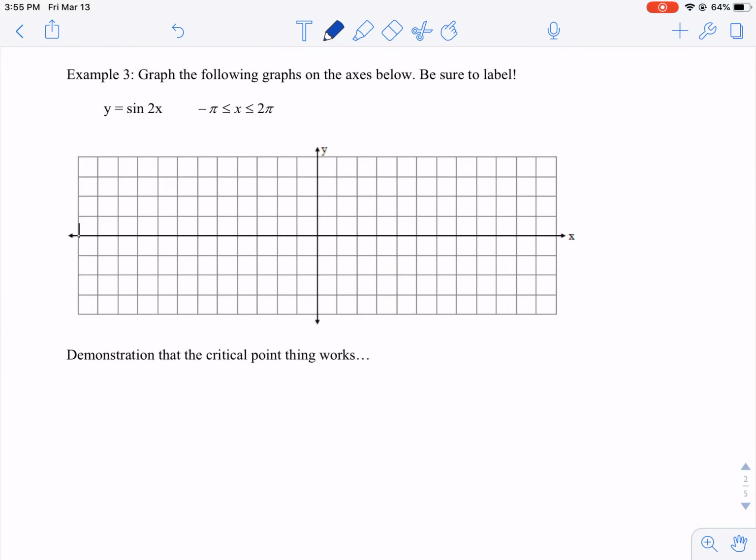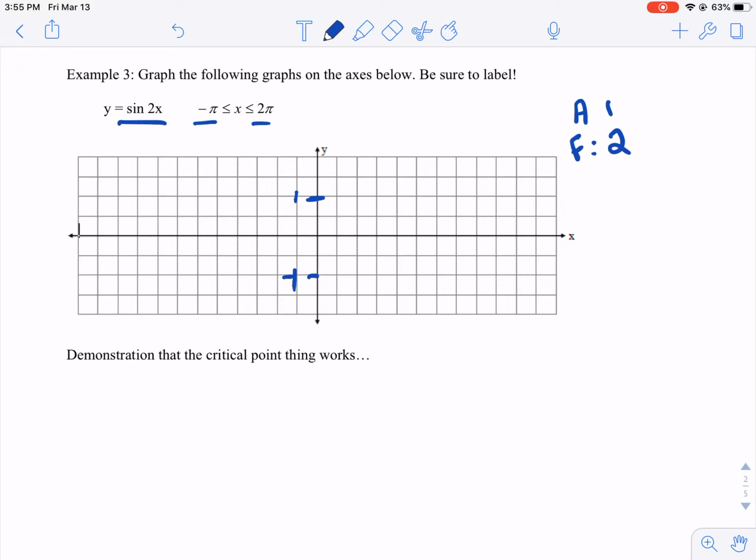We're going to do a few of them together. So for example 3, graph y equals sine 2x from negative pi to 2 pi. All right, I am going to list those 4 things on the side of my paper before I start. My amplitude, the number in front of sine, is 1. So my graph is going up to 1 and down to negative 1. Frequency, the number touching the angle, the x, which is 2.